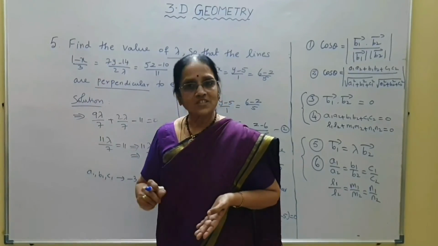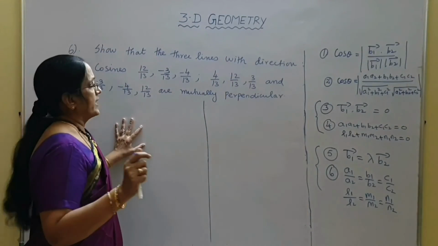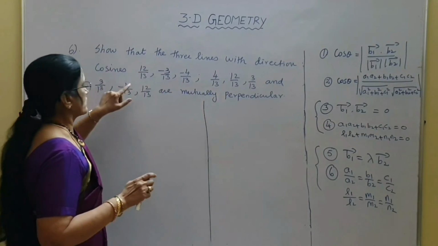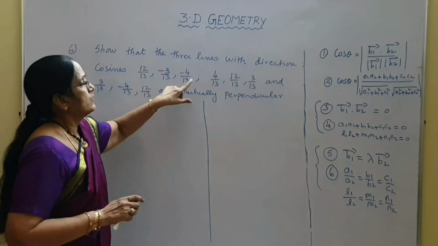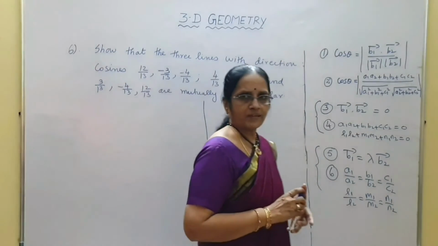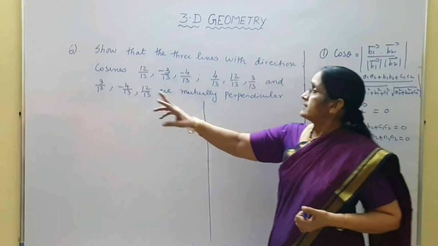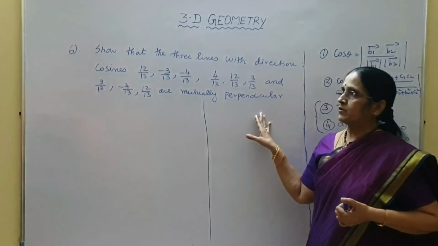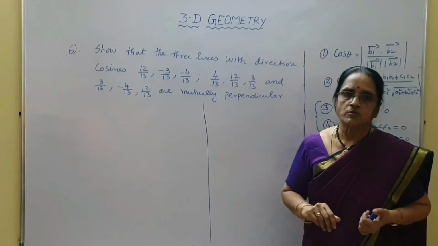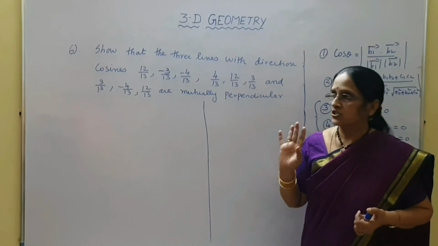Now we'll move on to question number 6. Here you need to show that the three lines with the direction cosines 12 by 13, minus 3 by 13, minus 4 by 13; 4 by 13, 12 by 13, 3 by 13; and 3 by 13, minus 4 by 13, 12 by 13 are mutually perpendicular. This question is taken from the NCERT book, but it is a very important question.